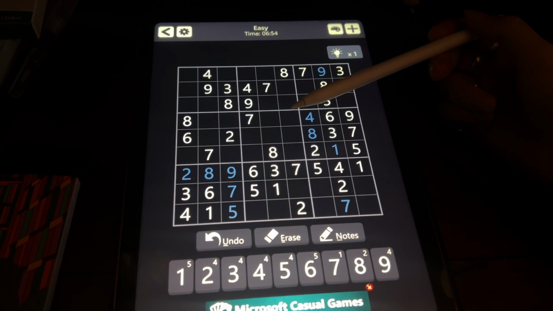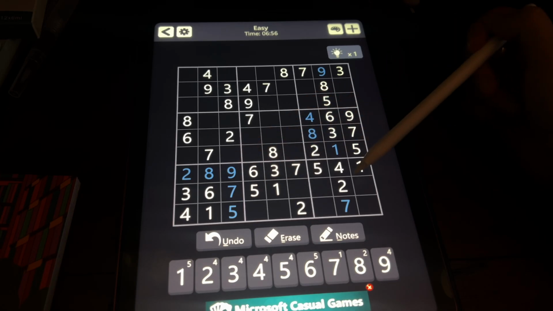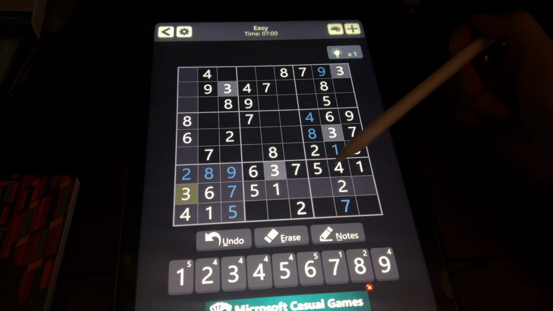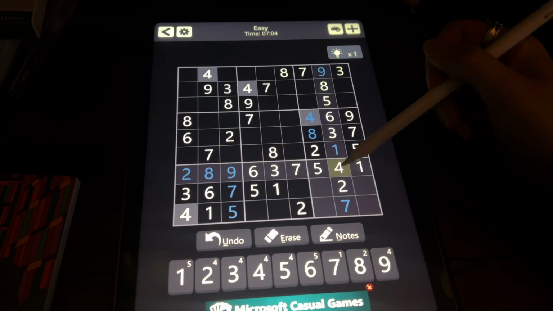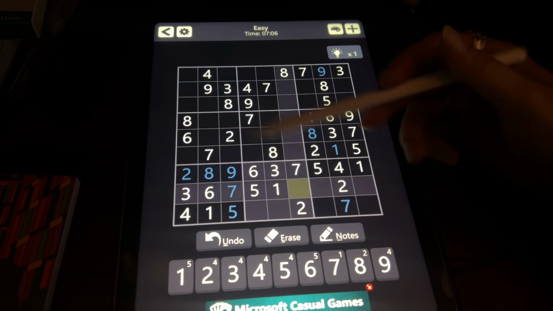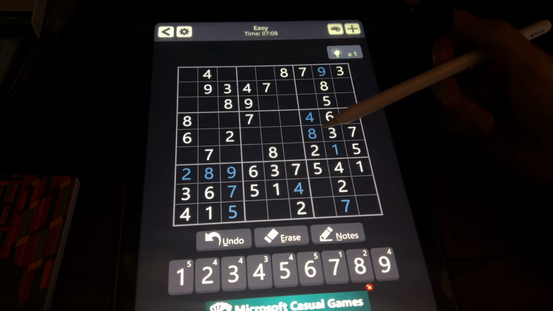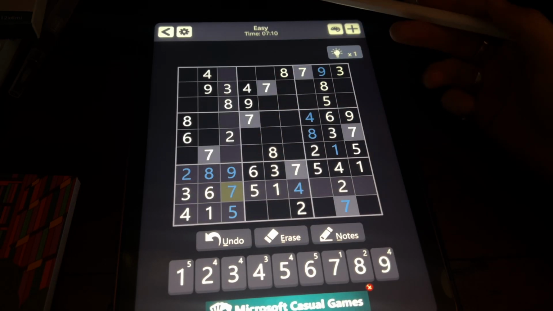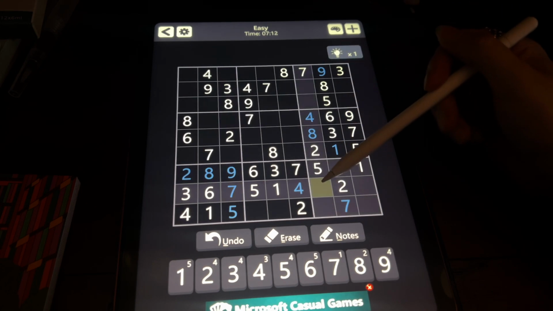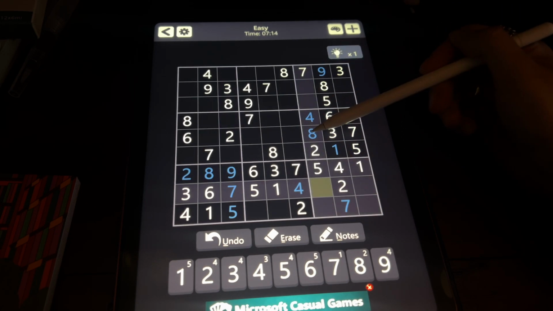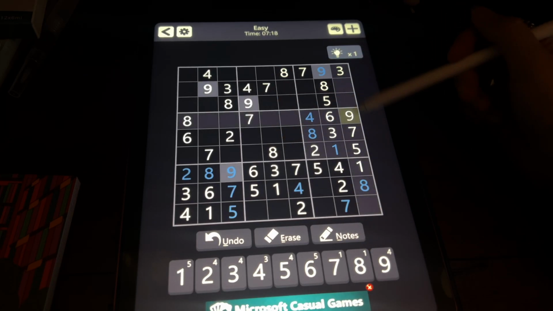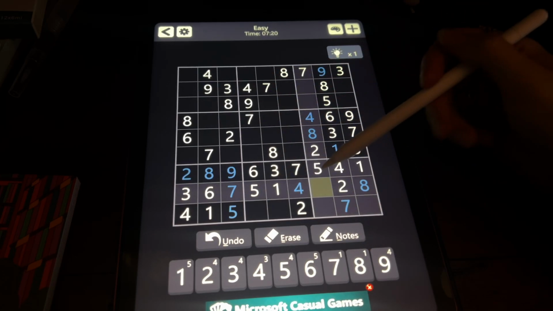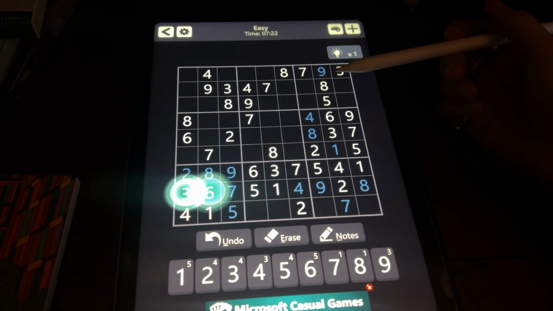Let's jump to, may as well do this one. So we've got a 1, 2, 3. We need a 4 in this row, but there's a 4 in this box, which means the 4 goes here. 5, 6, 7. We need an 8 here or here, but there's already an 8 here, so that means 8 goes there. And we need a 9. There's already a 9 in this row, and this is the last spot, so that goes there.